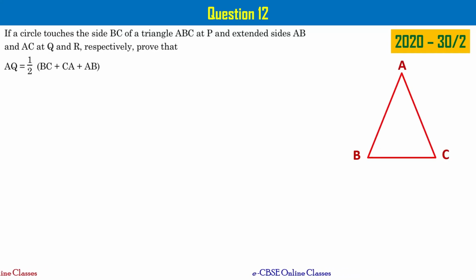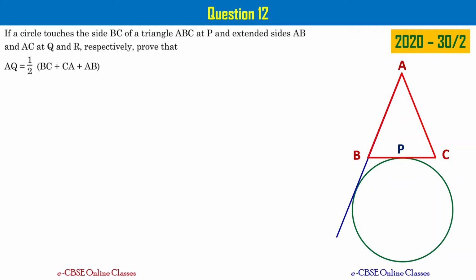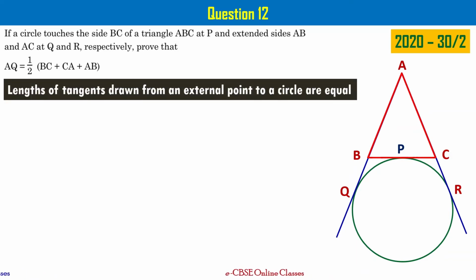Let's consider a triangle ABC and the circle. It was mentioned that the circle touches the side BC of triangle ABC at point P, right? Let's mark that. And now if you extend side AB of the triangle, it is going to touch the circle at point Q. Similarly, if you extend the side AC of the triangle, it is going to touch the circle at R. So once you mark all this, you have to prove that AQ equal to half BC plus CA plus AB, right?